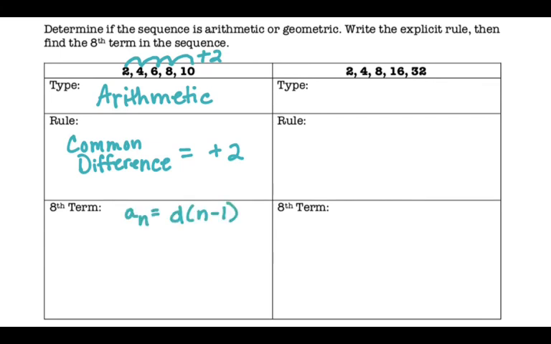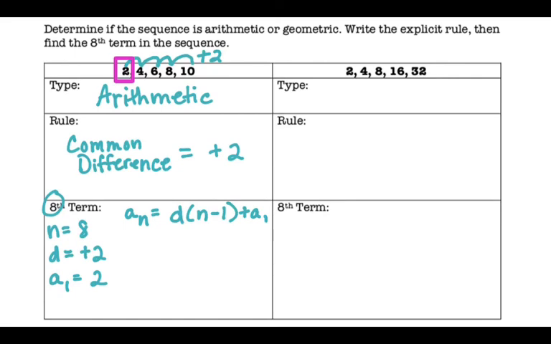That's A sub n equals D times n minus 1 plus A sub 1. I like to identify my 3 variables before I get started so I can easily plug them in. On the left-hand side, I write down n equals, D equals, and A sub 1 equals. N is the number you're looking for, and this box says to find the 8th term, so I'm going to put 8 there. D is the common difference, which is the rule we already found, 2. And A sub 1 is the first number in the sequence, which is 2.